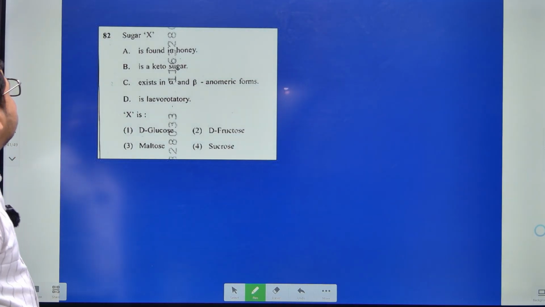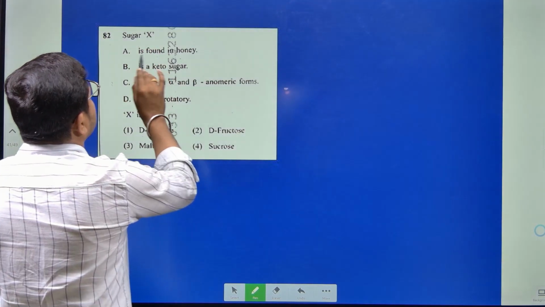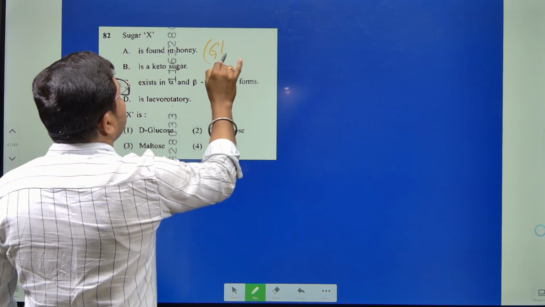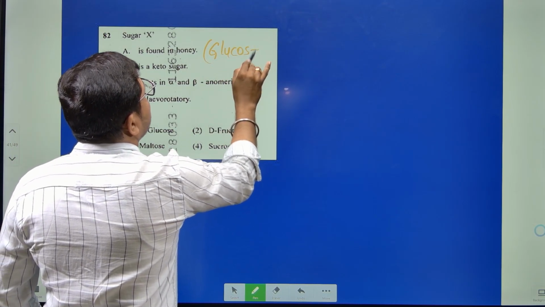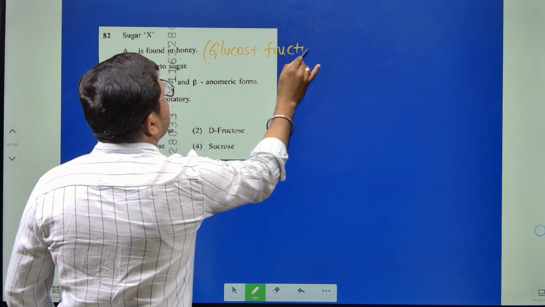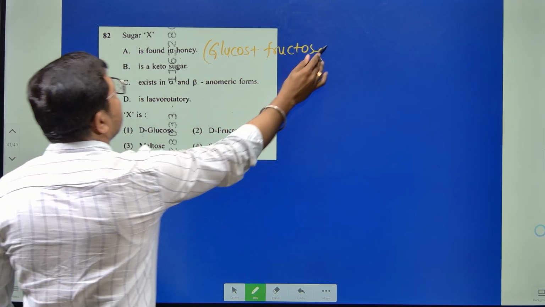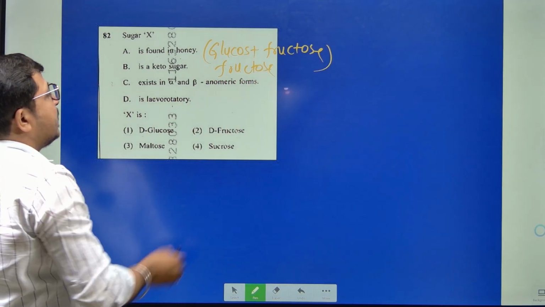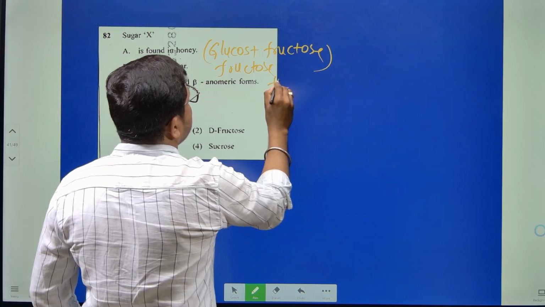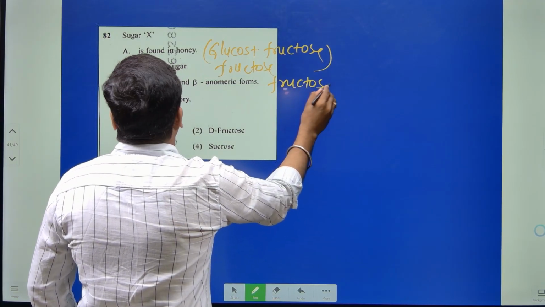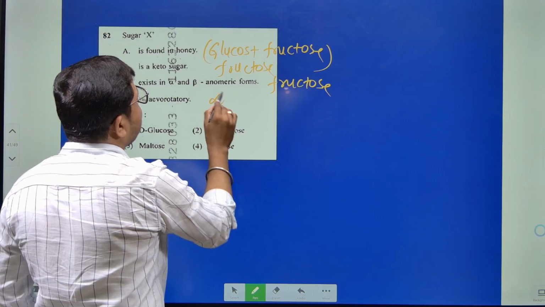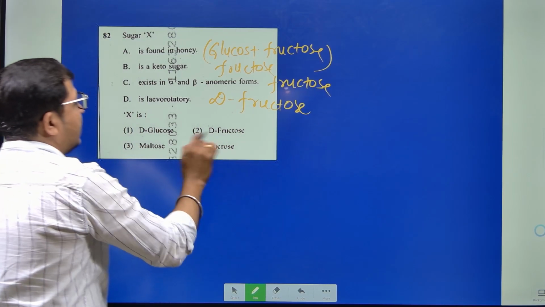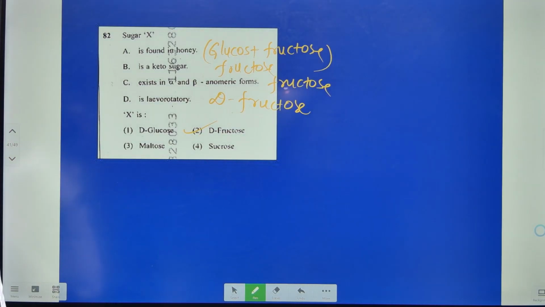Let's move to the next question. Sugar X is found in honey. The sugar found in honey is glucose plus fructose. Yes, the ketohexose sugar, that is fructose, exists in both anomeric forms and it is levorotatory, that is D fructose. Therefore, the right option is D fructose.